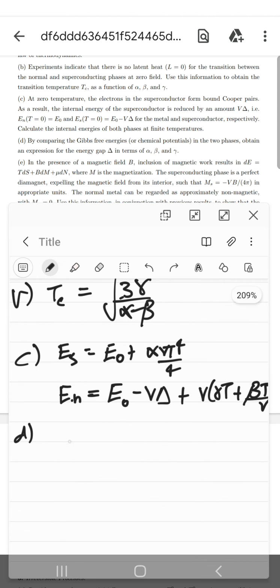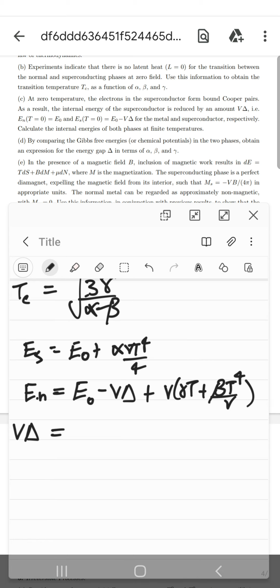Wait, so you just have G equal to E minus Ts, but you know that the entropies are in fact the same, so that kind of implies that the energies are the same. Oh, so we can just equate the energies and that will give us the V delta. This was easy. So V delta is equal to, just subtract these off.